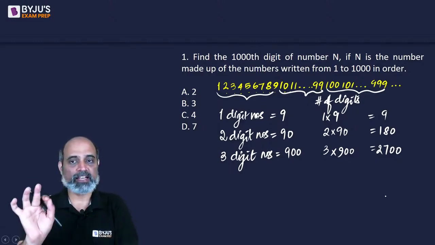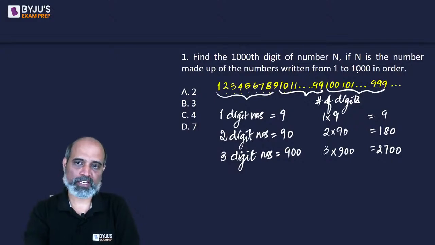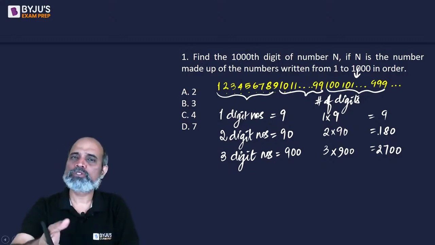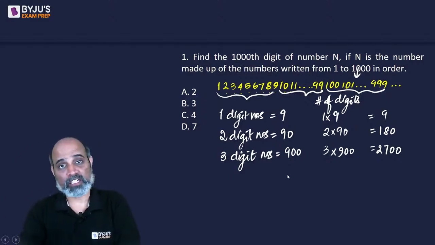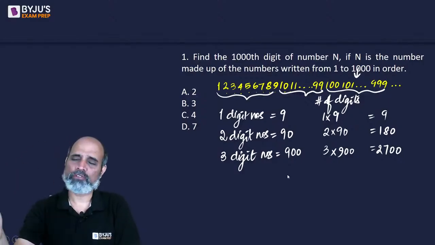So that means that we have to stop somewhere in the 3-digit number part, because 9 plus 180 is 189. So we have only reached almost 200 digits. We have to reach 1000. So if I cover all the 3-digit numbers, I will cross 3000. I will almost reach 3000, right?